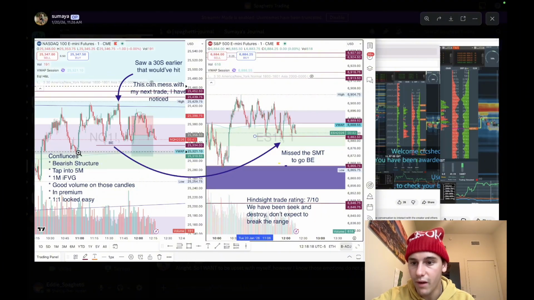What's happening to that fair value gap? Being respected. Price comes back down, taps into the fair value gap. What happens? It's respected. Price comes down into this order block that tapped into the fair value gap. What happened? Respected. So what are we doing? We're constantly respecting this bullish move up, this bullish fair value gap.